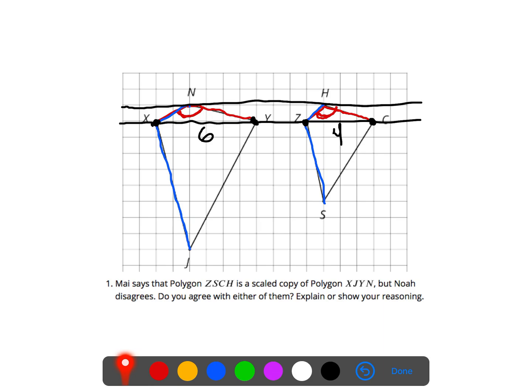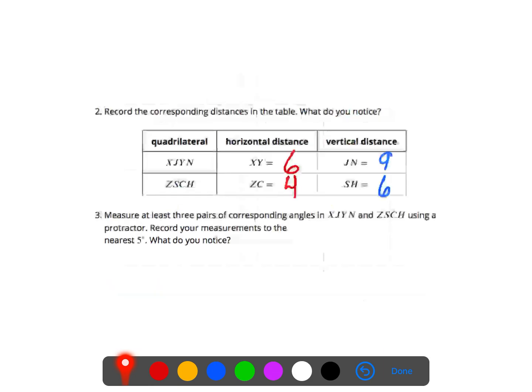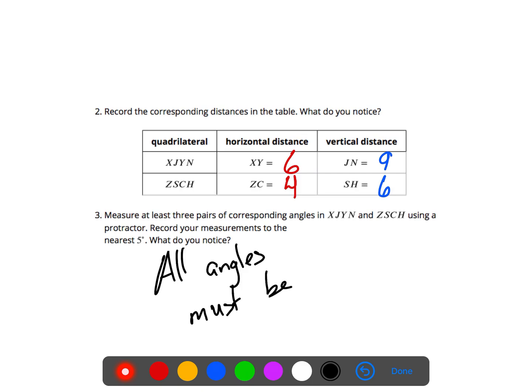In scaled copies, and this is really important, guys, so write it down. In scaled copies, all angles must be the same. That'd be a great thing to add to your Know It notebook.